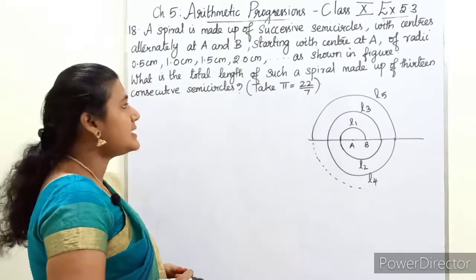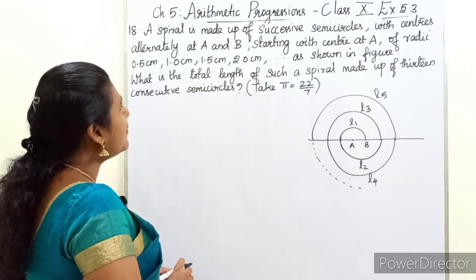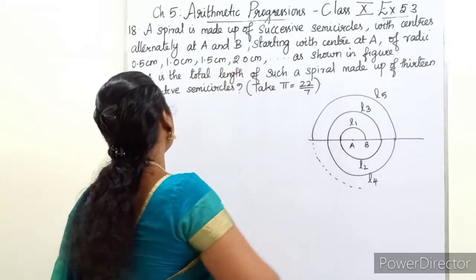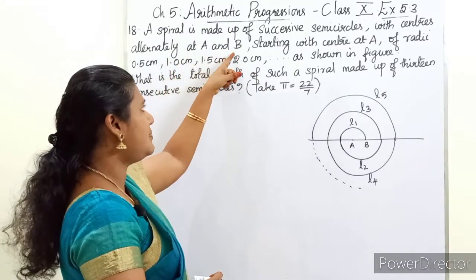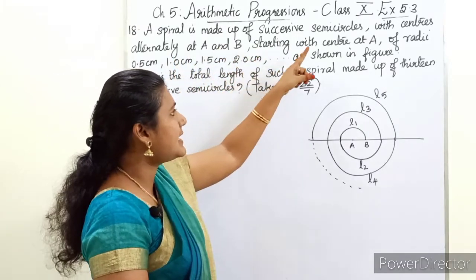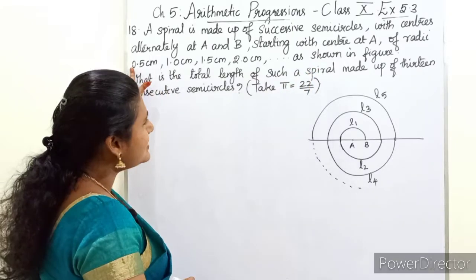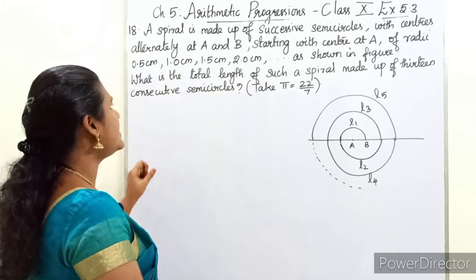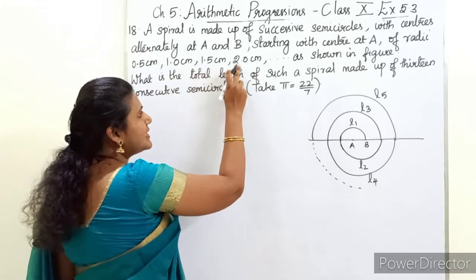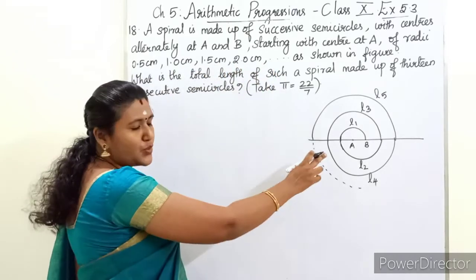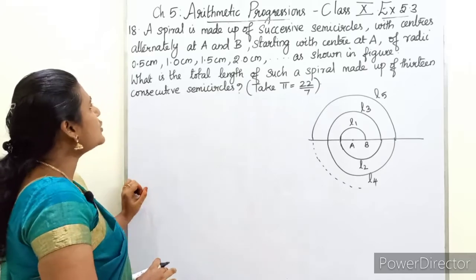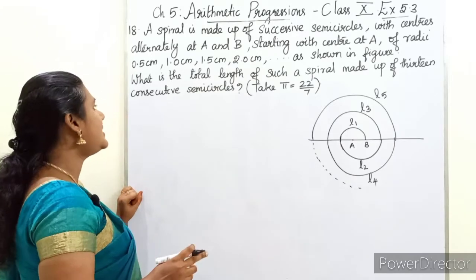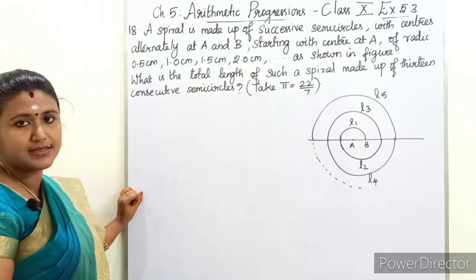So question number 18. A spiral is made up of successive semicircles with centers alternately at A and B, starting with center A of radii 0.5 cm, 1.0 cm, 1.5 cm, 2 cm, etc., as shown in the figure. What is the total length of such a spiral made up of 13 consecutive semicircles?